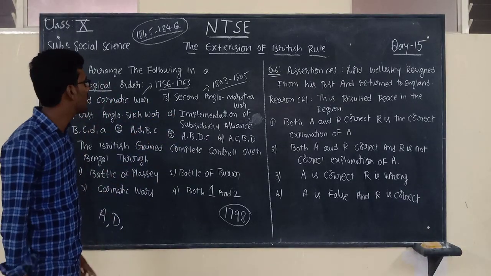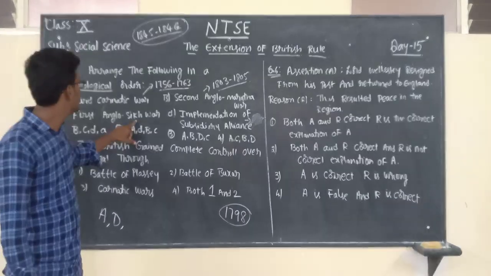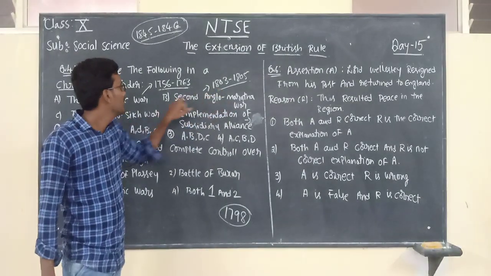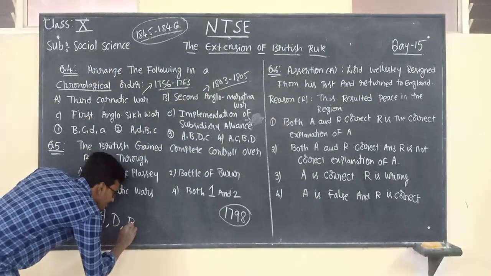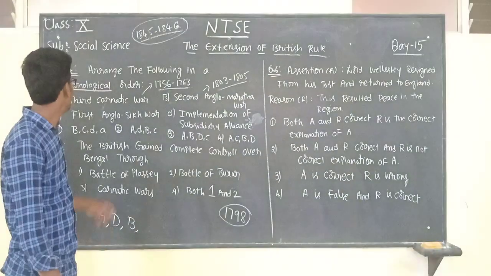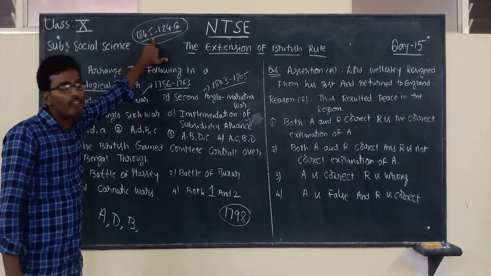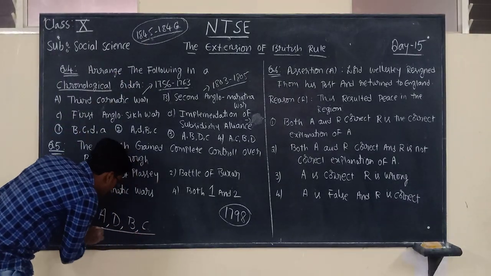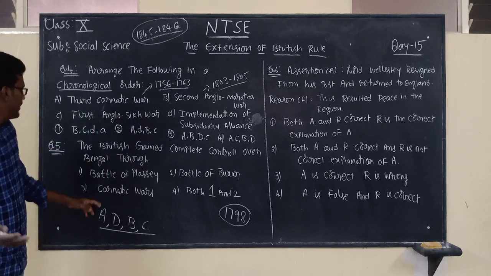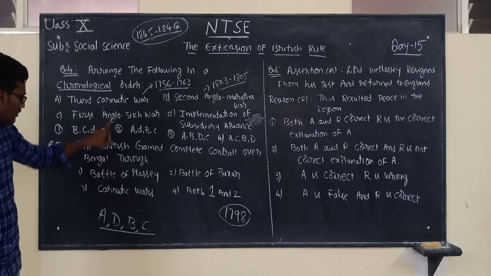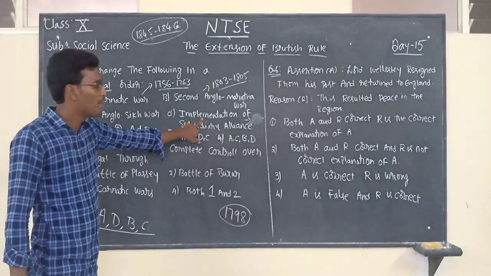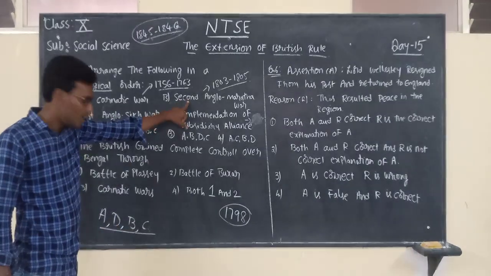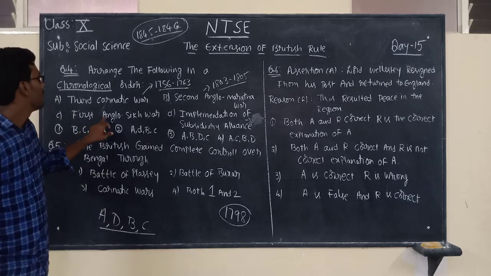After that, the third event, what? The fourth event is the Anglo-Sikh War, 1845. But before that, the Second Anglo-Maratha War, 1803. So which is the alphabet? B. And finally, which event is left, children? That is the Anglo-Sikh War, 1845 to 46. This is option C. So now, what is the sequence we got as per the question asked? A, first event is Third Carnatic War. D, second event is implementation of subsidiary alliance. Third event is Second Anglo-Maratha War. After that, the fourth event is First Anglo-Sikh War.